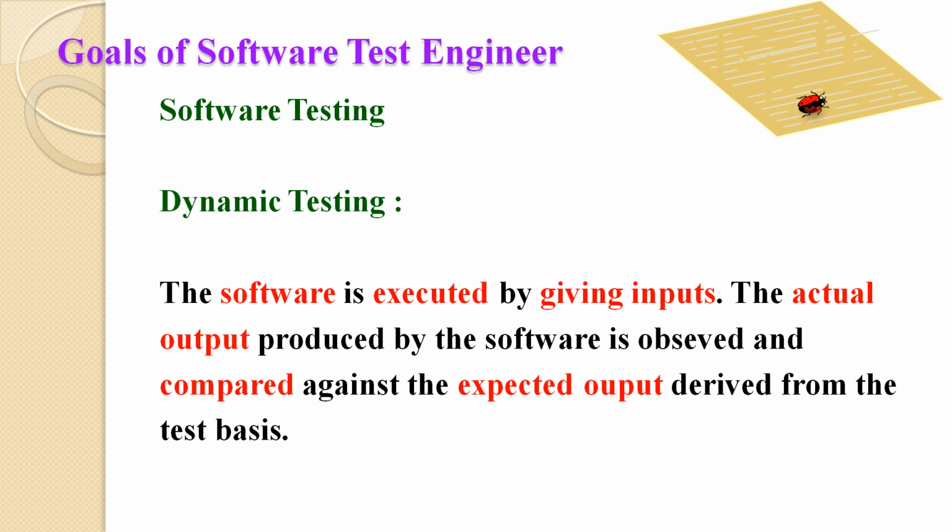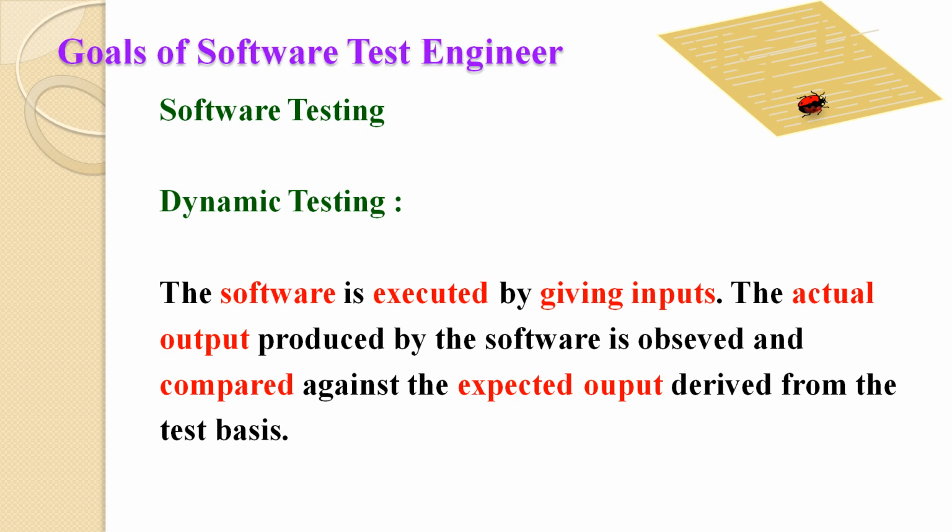So whether this home page is displaying or not. This home page which is displayed is the actual output, right? This actual output will be compared against the expected output. This expected output will be derived from the test basis. Here the test basis is the BRS document. This is called dynamic testing.